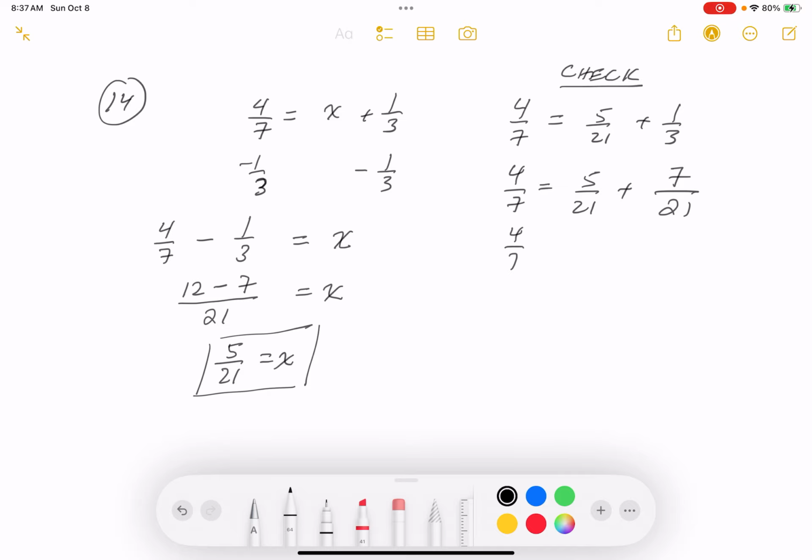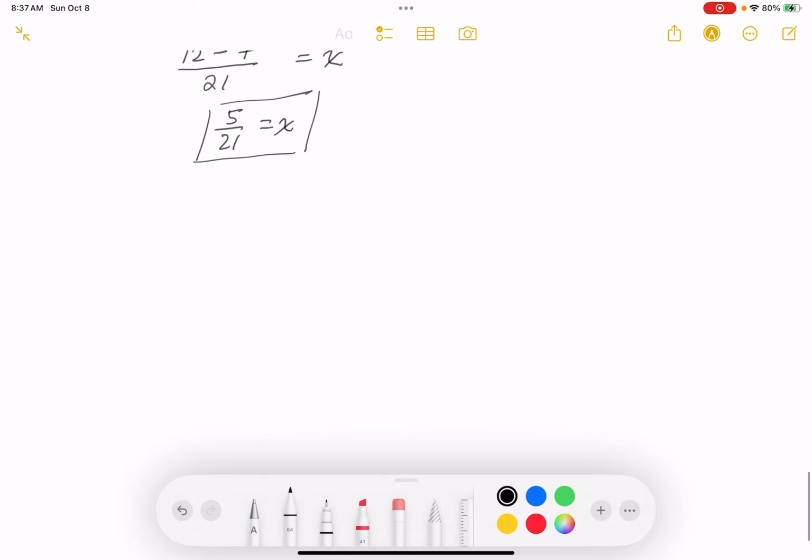So 4/7. And what do you get there? 5 plus 7 is 12 over 21. This reduces by a factor of 3. You can get 4 over 7. It does check beautifully. Let's go to 15.